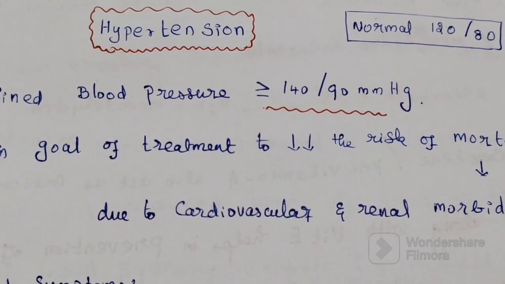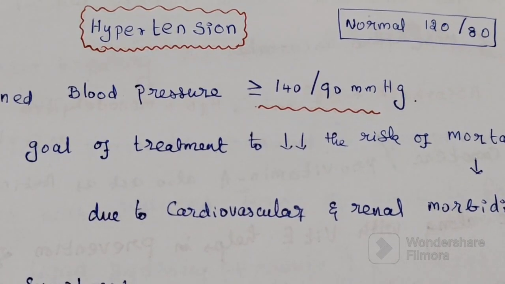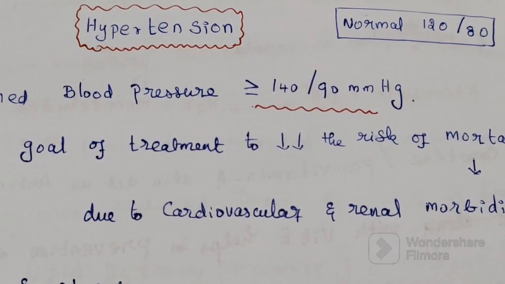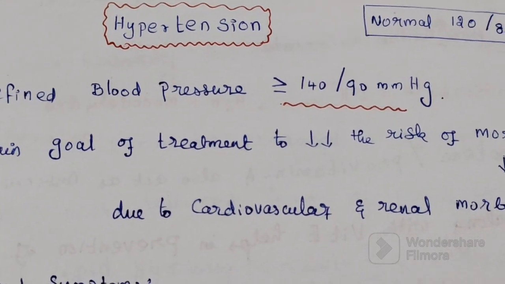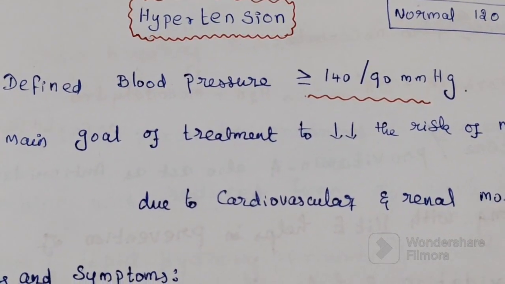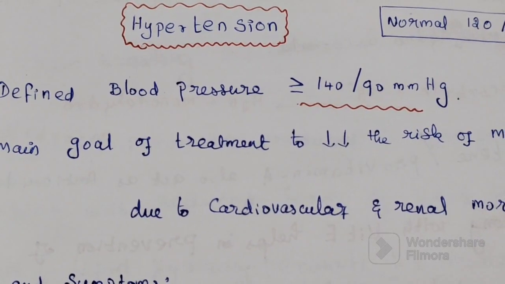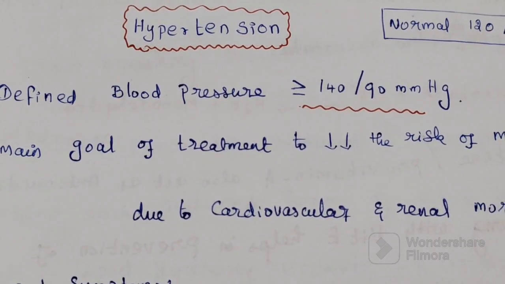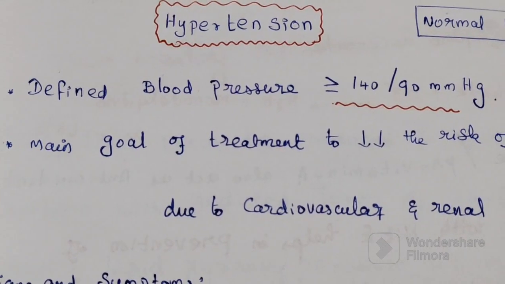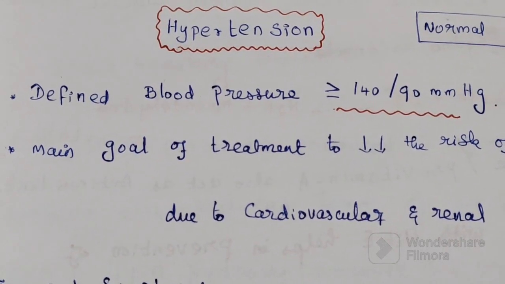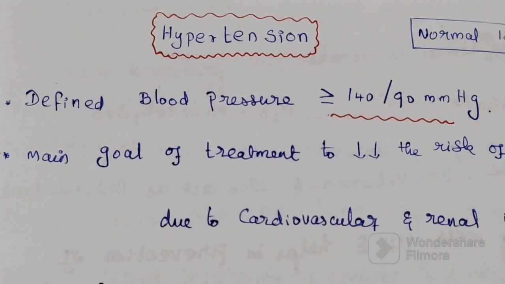In this video, we'll discuss hypertension, or high blood pressure. Normal is 120/80. What is hypertension? It can be defined as blood pressure of 140/90 millimeters of mercury or greater.